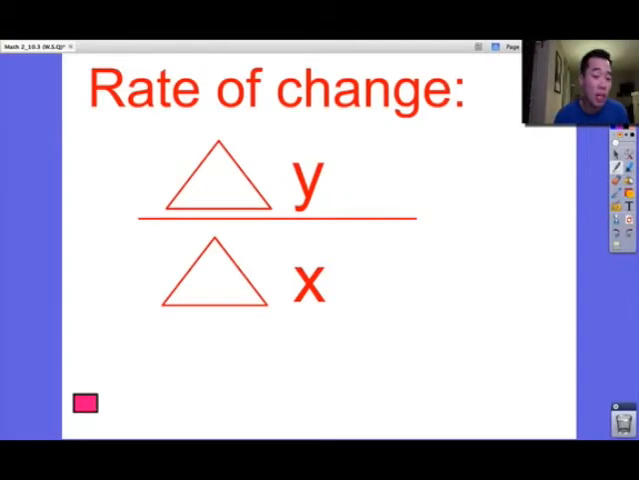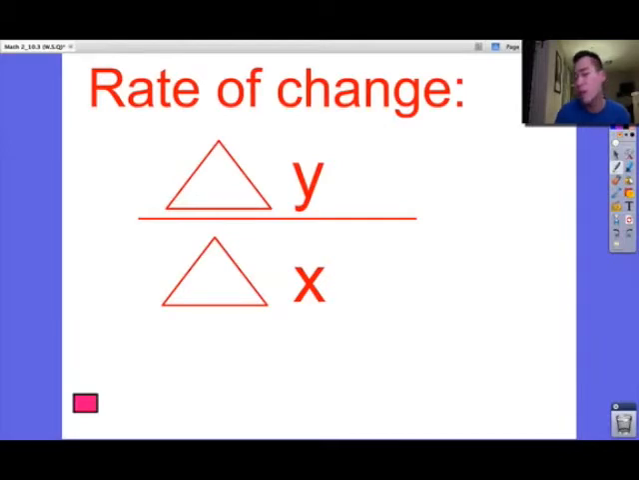Remember, the rate of change and slope are the same thing, because the rate of change is how you're changing from one point on the graph to the next. Slope is the same way. Slope is the mathematical way of saying rate of change. So it's the change in y, delta y over delta x.